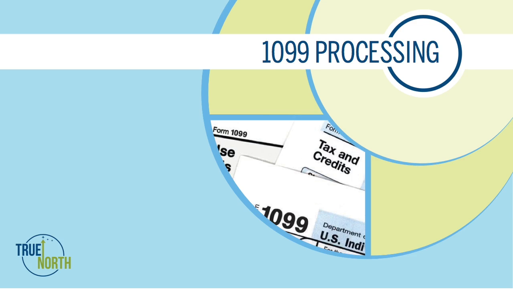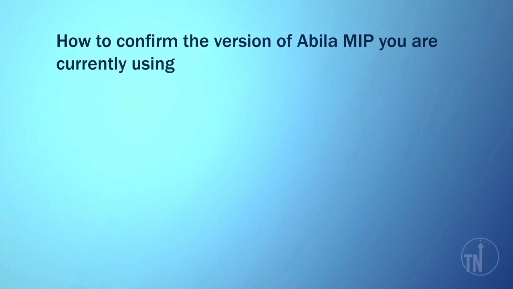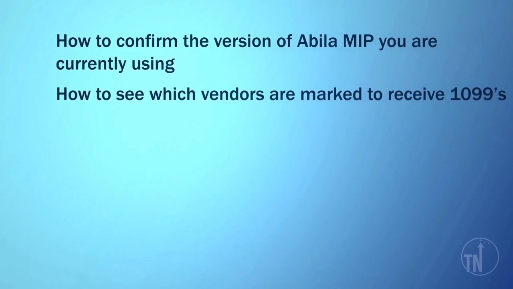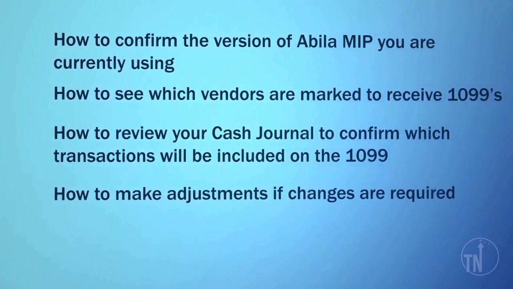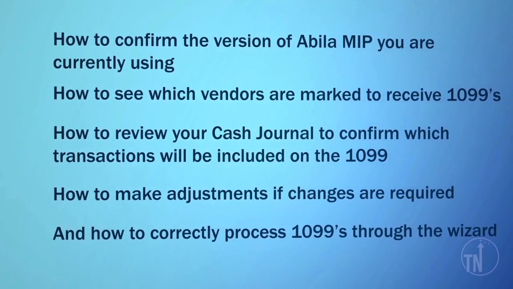In this training video, you will learn the following about processing 1099s. How to confirm the version of Abila MIP you are currently using. How to see which vendors are marked to receive 1099s. How to review your cash journal to confirm which transactions will be included on the 1099. How to make adjustments if changes are required. And how to correctly process 1099s through the wizard.